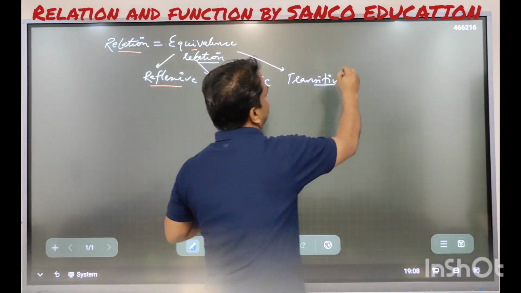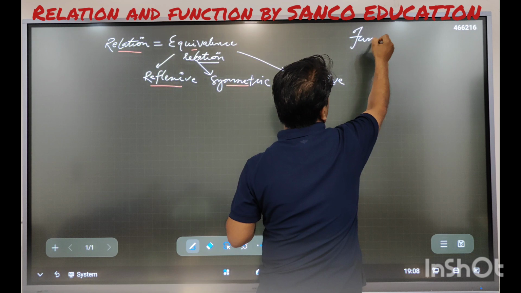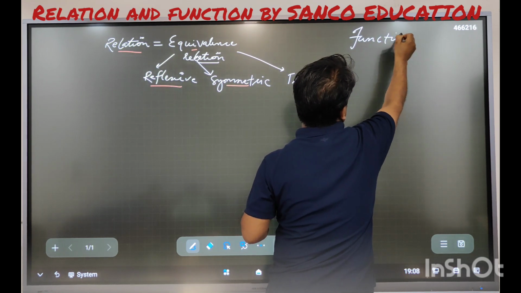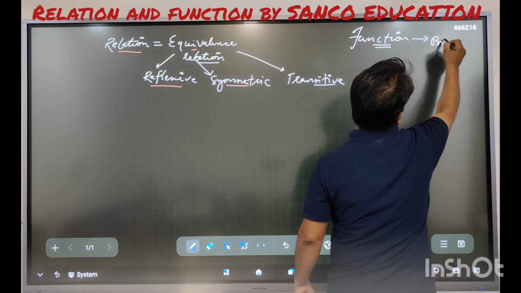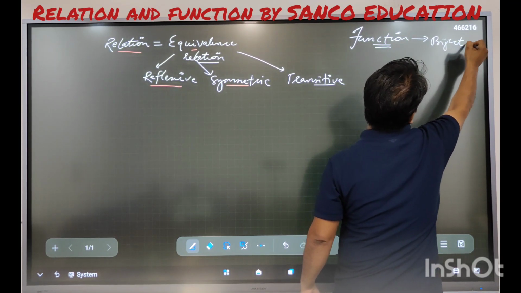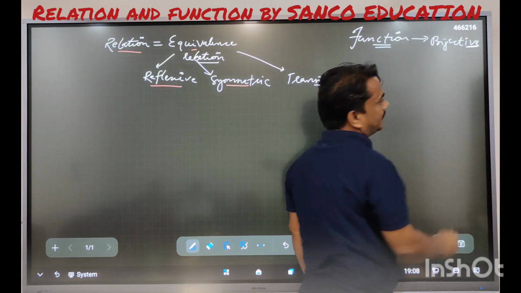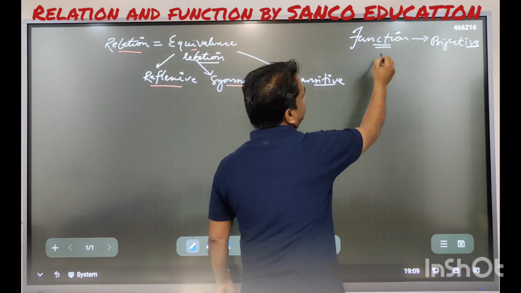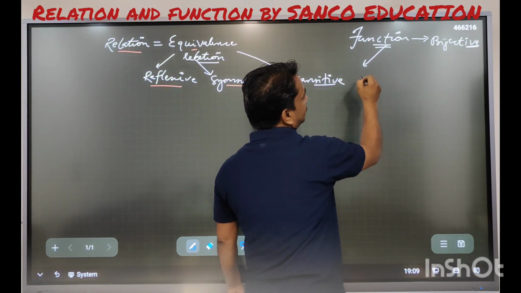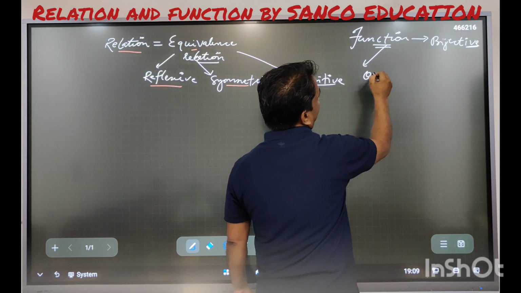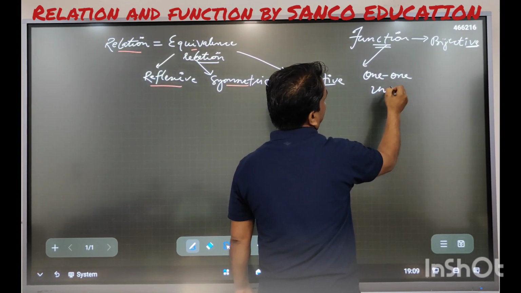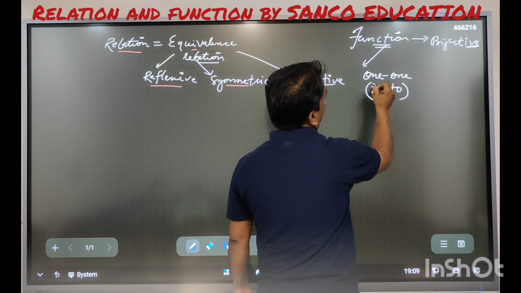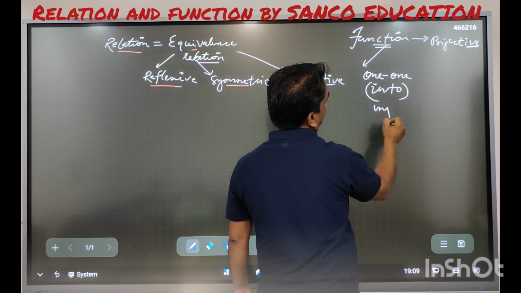The second content of the chapter is function. So what is the function? Here we study the bijectivity of the function. Which function is said to be bijective? The function which is one-one, this one-one is also called injective.